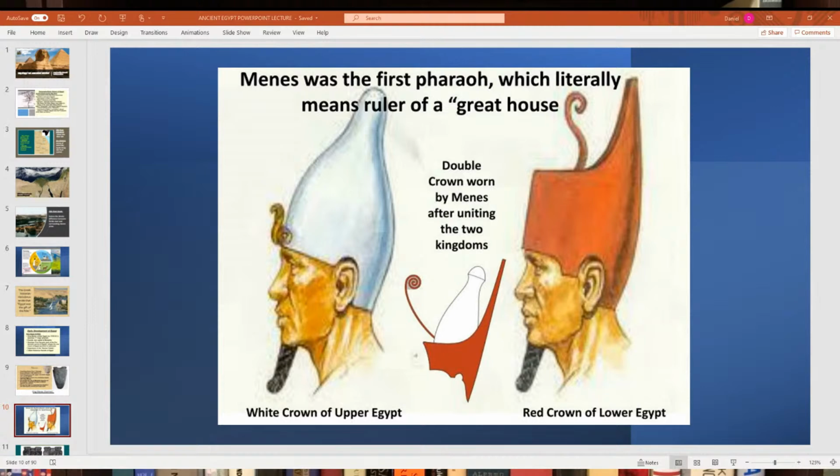They had mascots, if you wonder about this. The one on the right had a cobra as its main symbol. The one on the left, the white crown, had a vulture. Later on, you'll see different pharaohs with both the vulture and the cobra on their crown. Both symbolize the pharaoh and his two crowns that became one over time. So we've been talking about King Menes, how he created the unified Egyptian state close to the beginning of the Bronze Age.